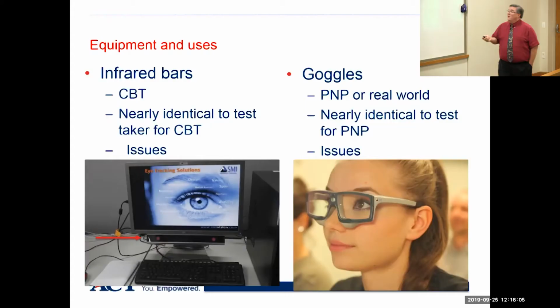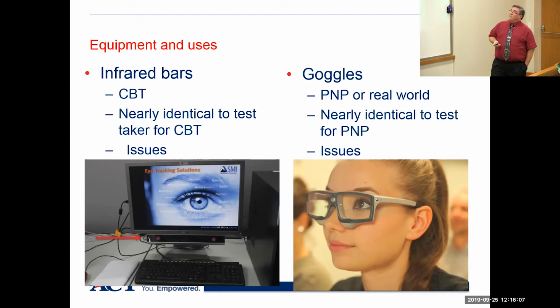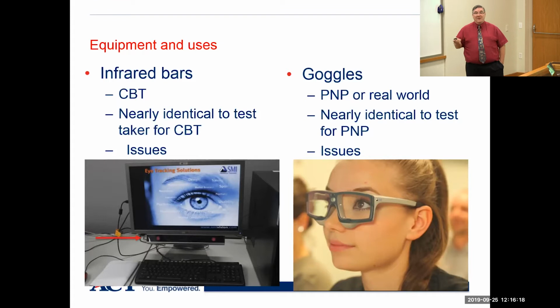And then the goggles, okay? And the goggles can be used better for paper and pencil, okay? And the issue with the goggles is that because you can move around in 3D space, you have to do a lot more processing of the data. With a computer screen, theoretically, you know exactly what's on the screen. But there is that other problem. If you've got a math problem, somebody looks down at their scratch paper, you have lost all the gaze data if you were relying on the infrared bar with a computer-based test.